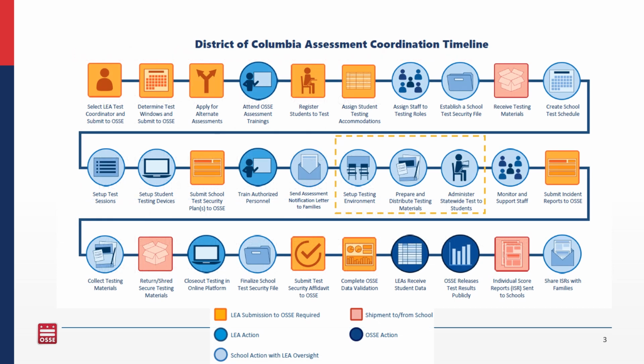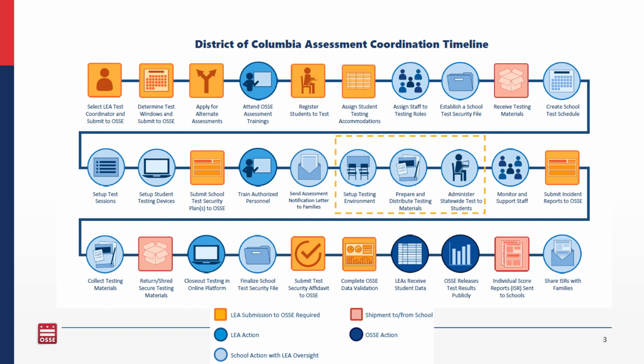The assessment coordination timeline shows the activities needed in order to complete statewide assessment administration in the District of Columbia. The color and shape of each icon indicates who is performing each action, which is outlined on this slide and discussed in Module 0. Starting in Module 1, these icons appear in the top right corner of slides to indicate where in the coordination process these activities occur. You may find it helpful to have this timeline available for reference as you go through each training module.